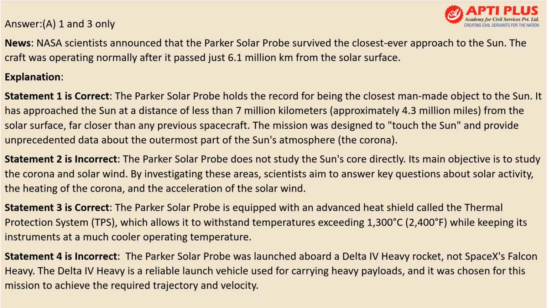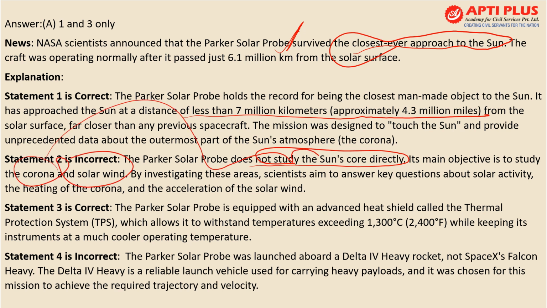Our NASA scientists have said that the Parker Solar Probe survived the closest ever approach to the Sun. It has reached within less than 7 million kilometers of the Sun, and it will study not the core directly but the corona and the solar wind, through which we will indirectly learn about the core. So its mission is not to study the core, reaching the Sun's core is not possible. Getting close to the Sun is itself a big achievement, nothing like this has been built so far. And the third statement, that there will be a shield, that's true, and it was launched by the Delta 4 Heavy rocket, not SpaceX Falcon.